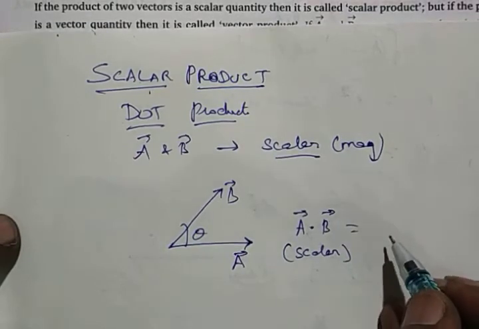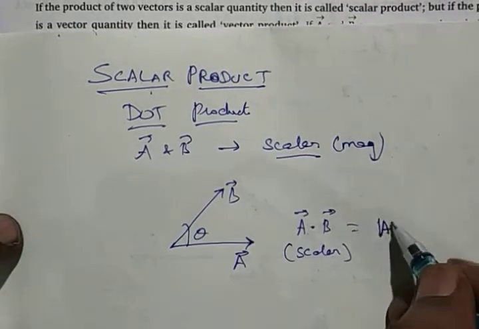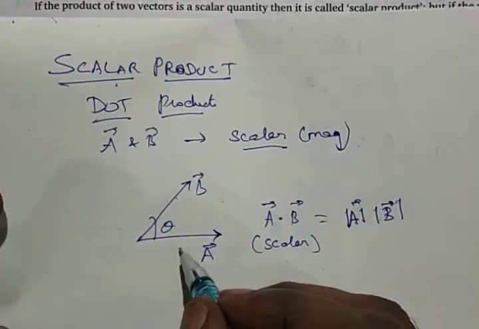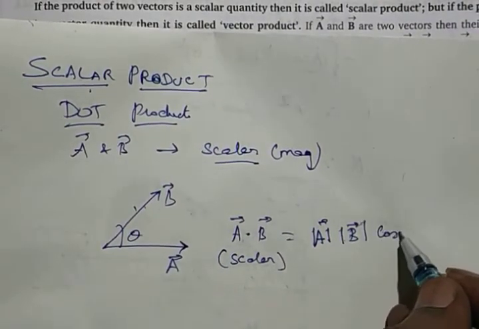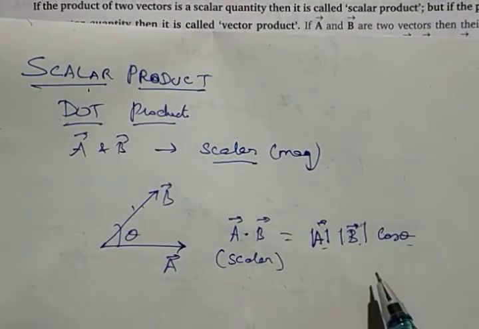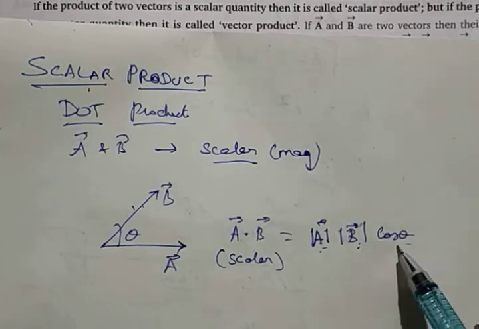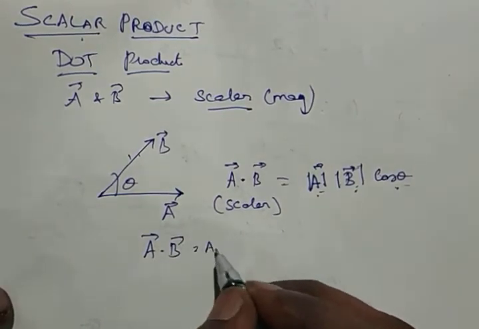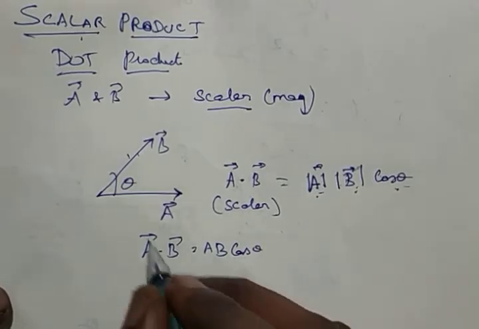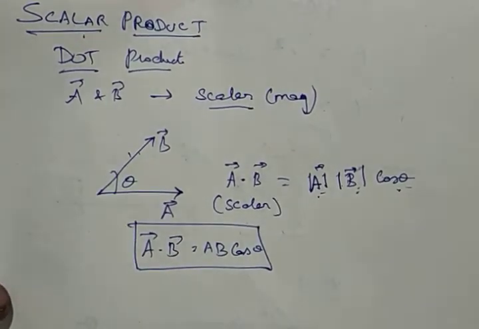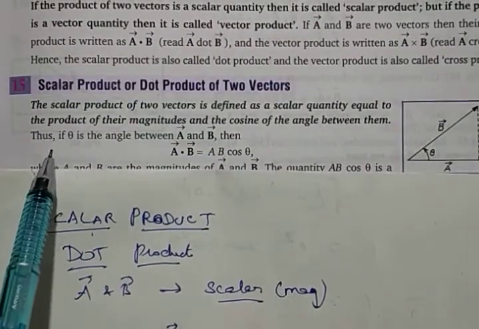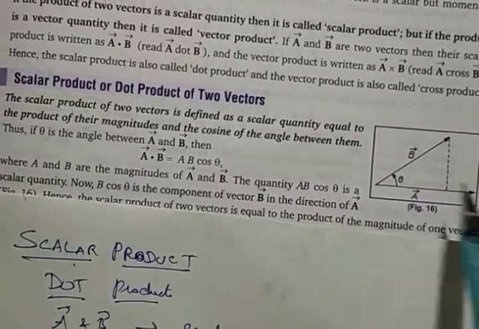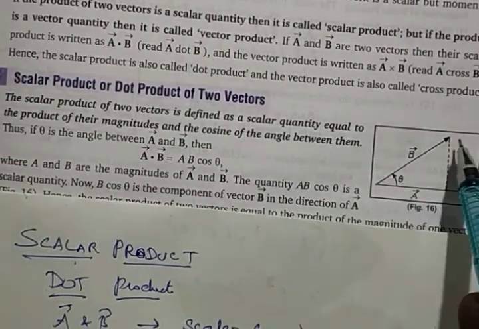It is equal to, the definition says, the magnitude of A and the magnitude of B, and the cosine of the angle between them, cos theta. Three things are multiplied here: A magnitude, B magnitude and cos theta. In other words, we can write this as just AB cos theta. This is the way it is usually represented. If theta is the angle between A and B, then A dot B is equal to AB cos theta. This is the diagram which has been drawn.